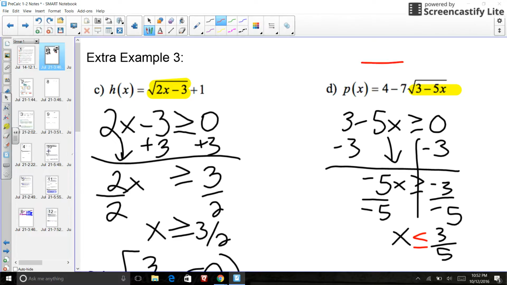So that means it's kind of going this way, which means it goes to negative infinity, and then it stops at the 3/5. Can it be 3/5? Yes. So my domain, negative infinity to 3/5. Be careful.